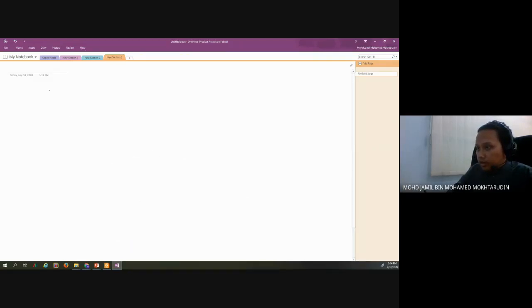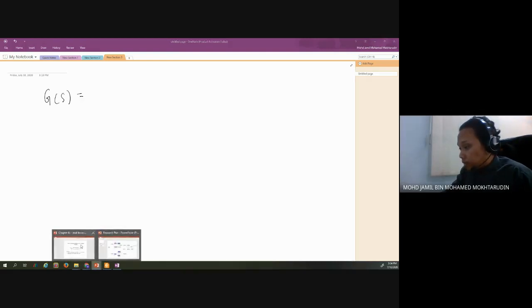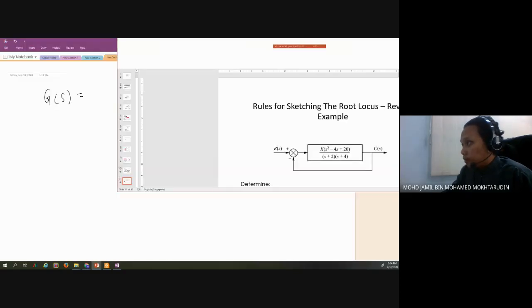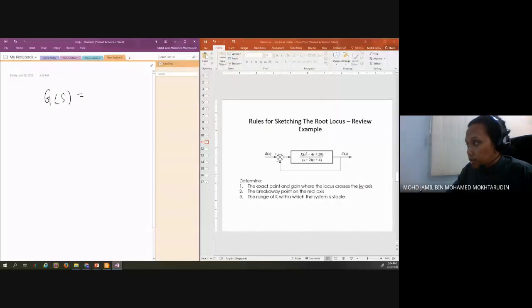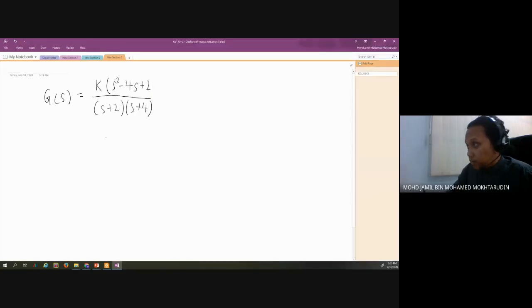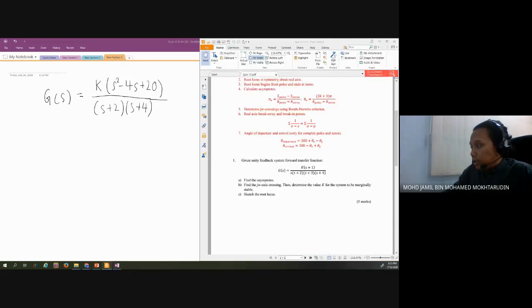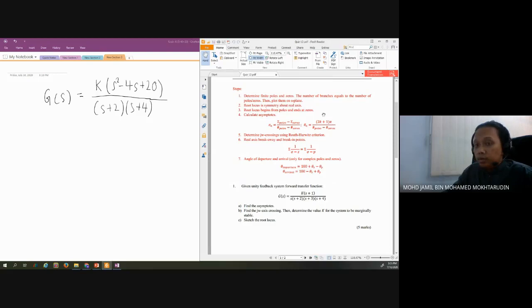The transfer function is G(s) equals K(s² − 4s + 20) divided by (s + 2)(s + 4). In quiz 12, I already listed all the necessary steps to follow to answer root locus. The first step is to determine the finite poles and zeros from the transfer function.